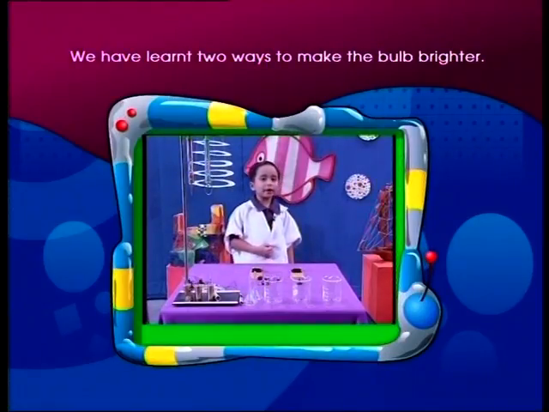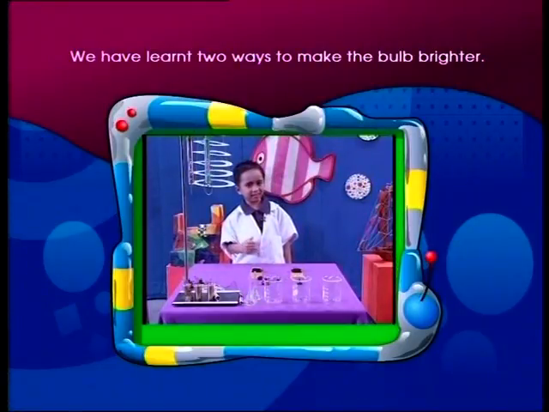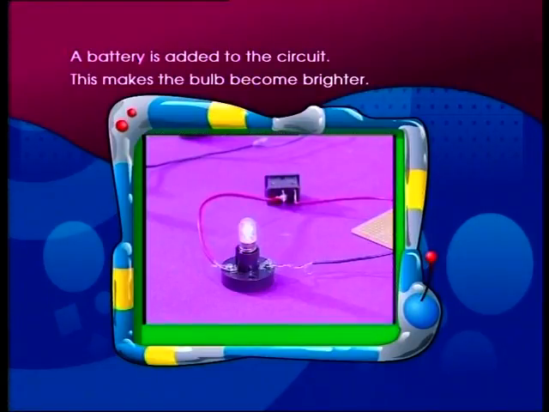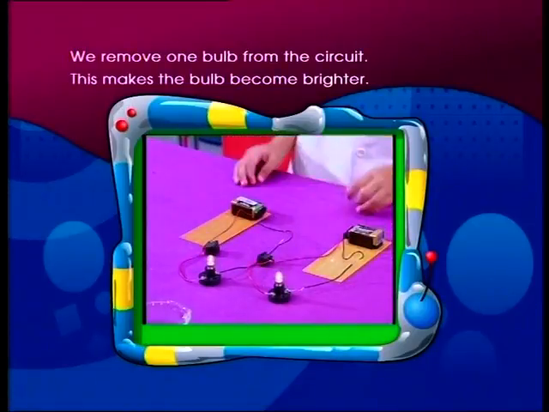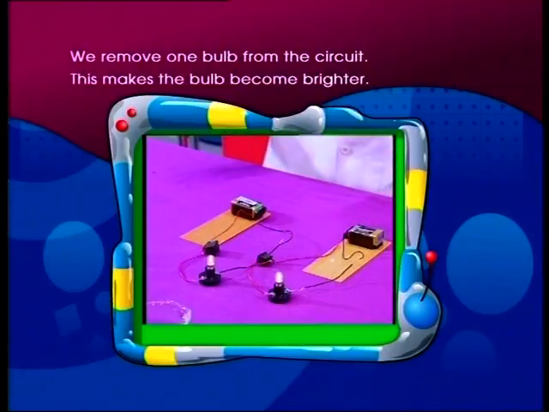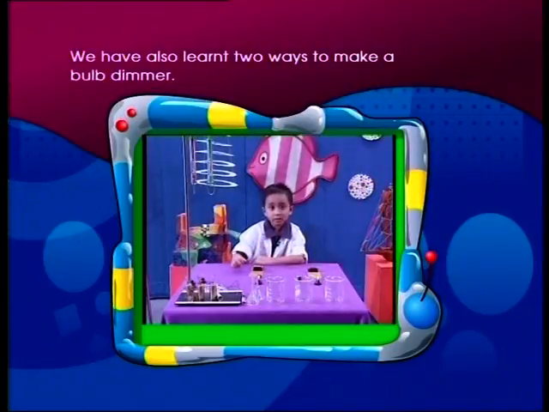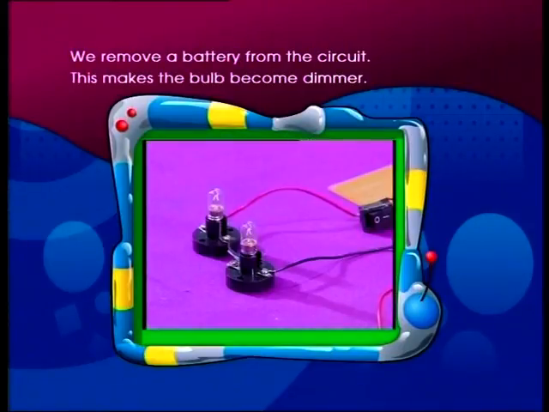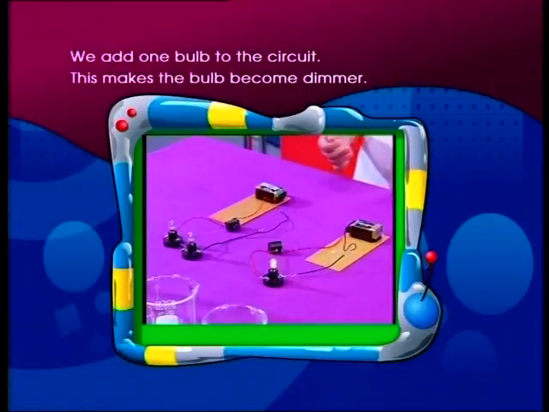We have learnt two ways to make the bulb brighter. A battery is added to the circuit. This makes the bulb become brighter. We remove one bulb from the circuit. This makes the bulb become brighter. We have also learnt two ways to make a bulb dimmer. We remove a battery from the circuit. This makes the bulb become dimmer. We add one bulb to the circuit. This makes the bulb become dimmer.